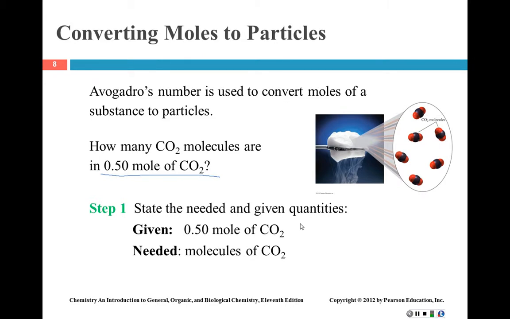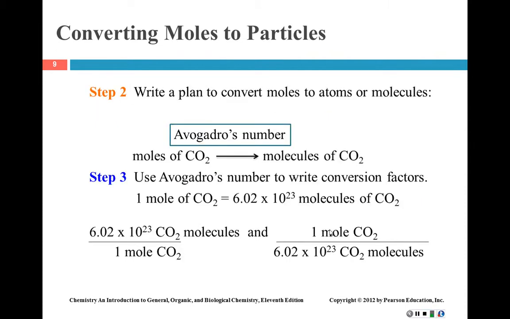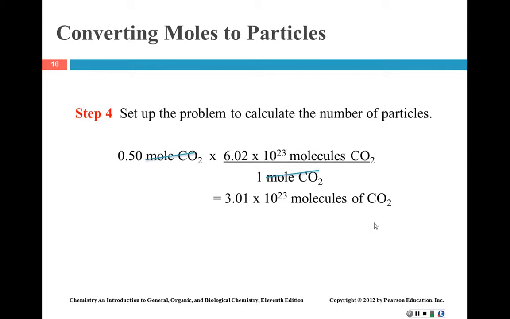So you're given 0.5 moles of CO2 and you want to find out how many molecules there are. You know you're going to use Avogadro's number to go from moles to molecules. And so you figure out which one of these conversion factors you're going to have to use. Since you're given moles first, you know that moles will have to be on the bottom of your conversion, and so the 6.02 times 10 to the 23rd will be on top. And so that's 3.01 times 10 to the 23rd molecules of CO2.